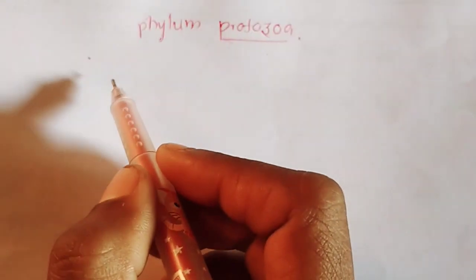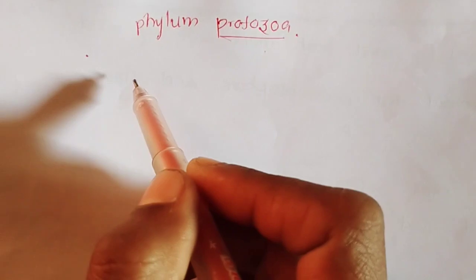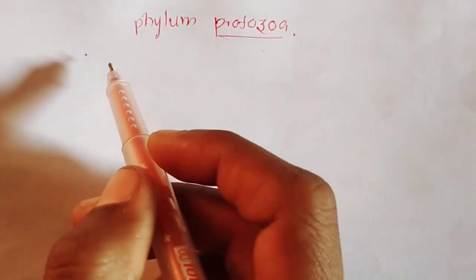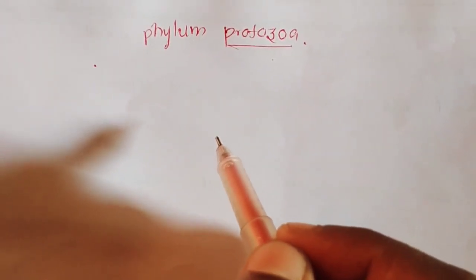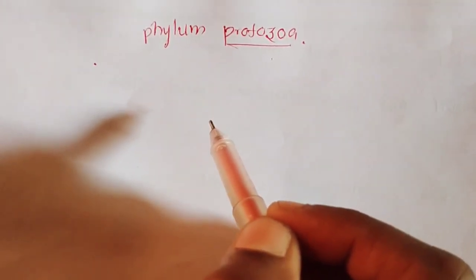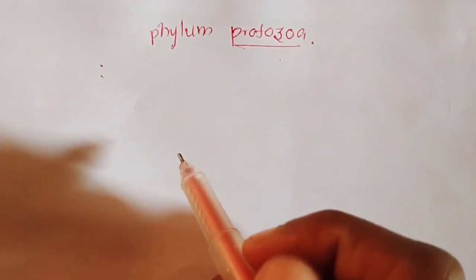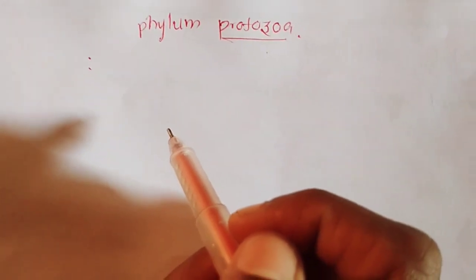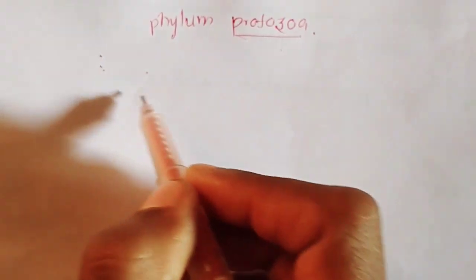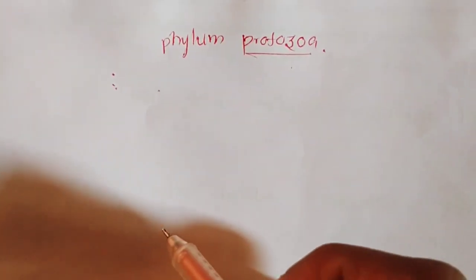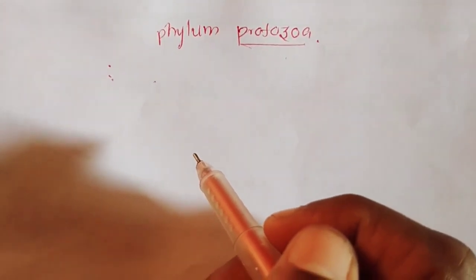This phylum Protozoa was first discovered by Anthony van Leeuwenhoek, and later Goldfuss first named this phylum Protozoa as the single-celled organisms. Protozoa have a protoplasmic level of organization, that means the cellular level of organization, where both cytoplasm and the nucleus are present in the cell itself.